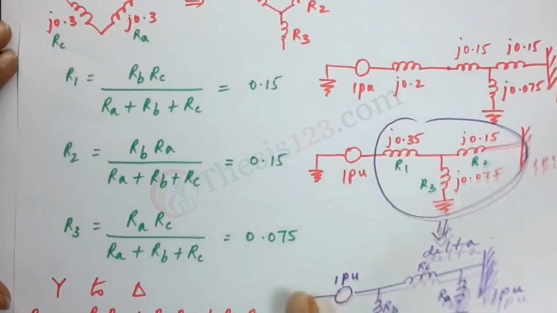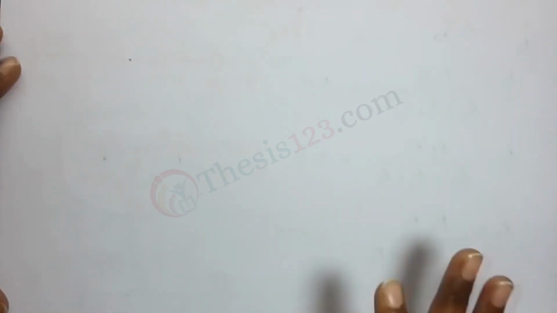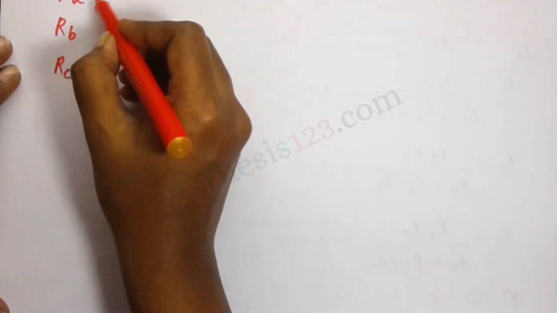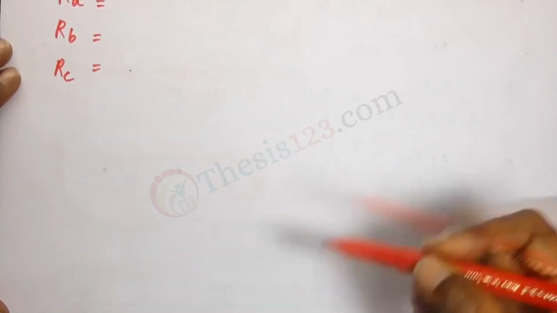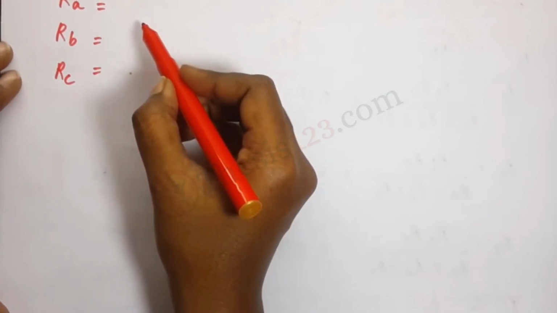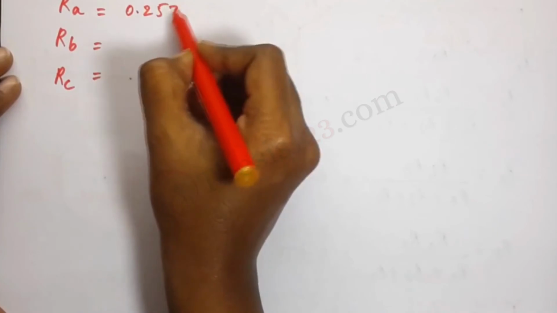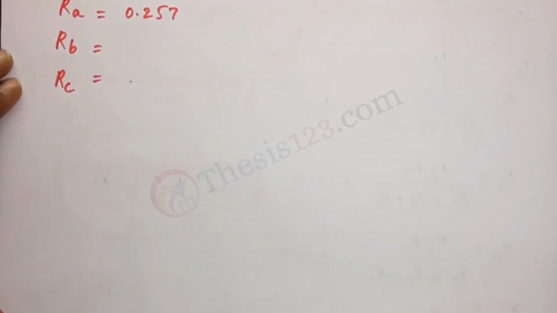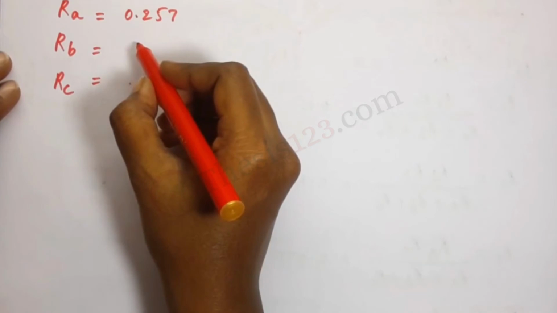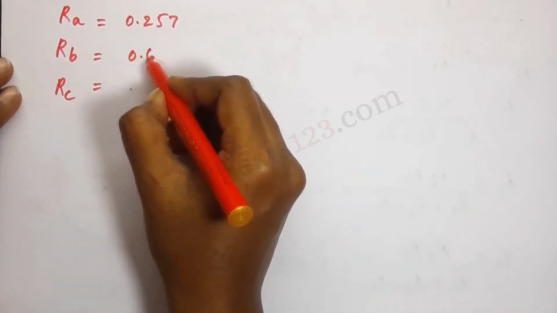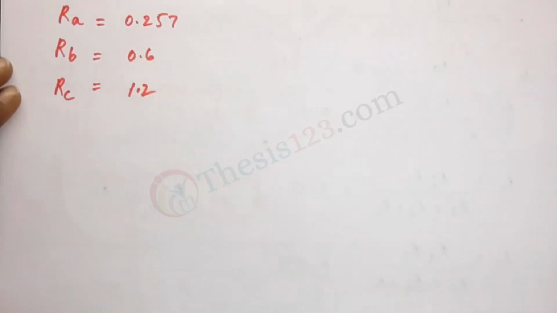So let me just flip this over and work it out here. Okay, so now the values of RA, RB, and RC according to the formula and the previous equivalent circuit that I've noted down. RA is 0.257. I will leave the substitution and the working out to you. I'm giving you the values so that you can work it out and check. So RA is 0.257, RB is 0.6, and RC is 1.2.